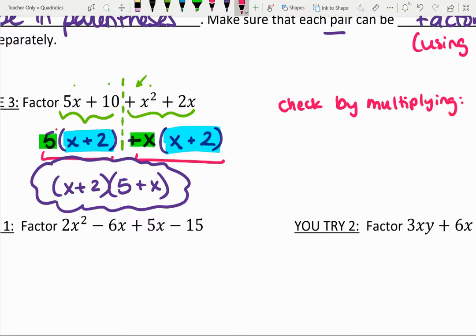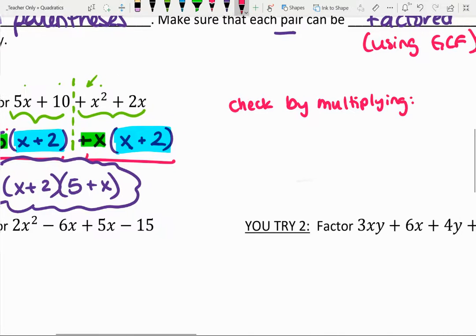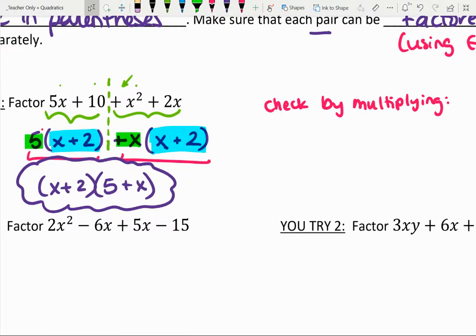So if I have factored correctly, right, factoring is the process of undoing multiplication, then multiplication must be the process of undoing factoring. So I'm going to use the box method here to do my multiplication, I should say, and check my factorization. So I'm going to take x plus 2 and 5 plus x, and I'm going to multiply.